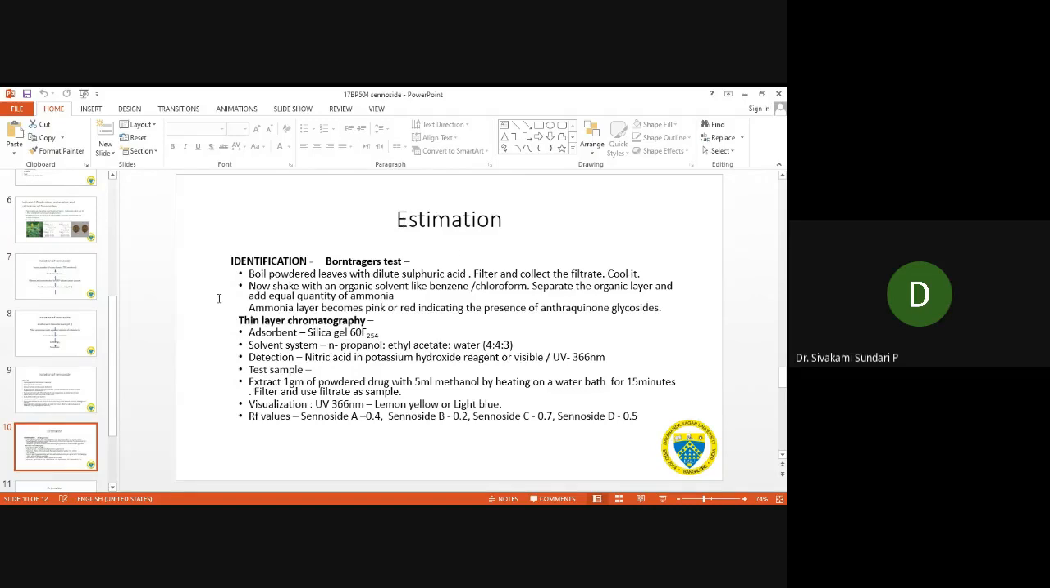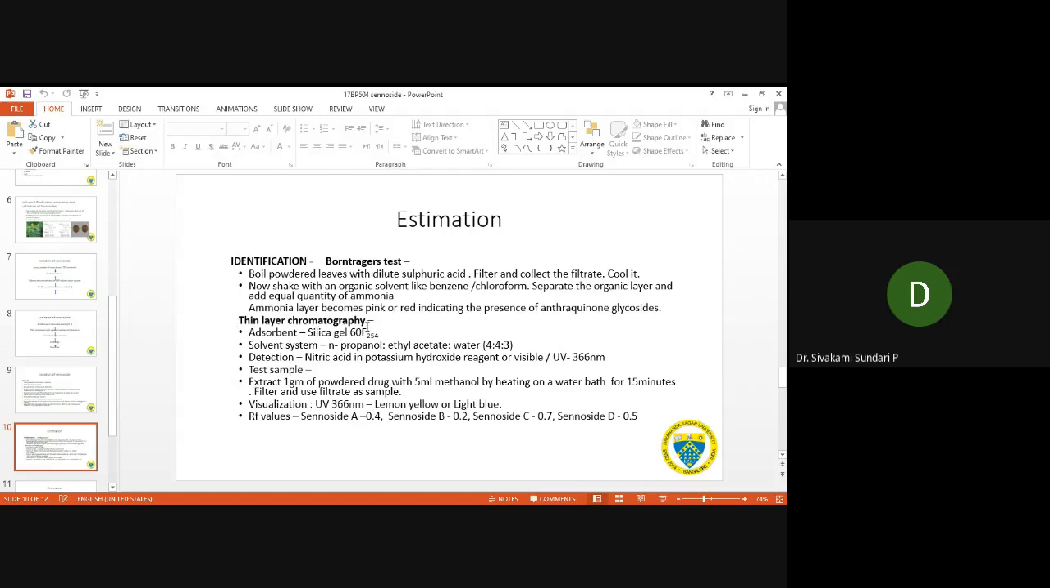Now let us see the estimation of sennosides. There are two parts in that. One is the identification test and the other is thin layer chromatography. The identification test is known as the Borntrager's test. Here the leaves are boiled in dilute sulfuric acid or any mineral acid, filtered and the filtrate collected. Cool it. After cooling, it is extracted with an organic solvent, the organic layer is separated and an equal quantity of ammonia is added to it. The ammonia layer becomes pink or red in color, indicating the presence of anthraquinone glycosides.